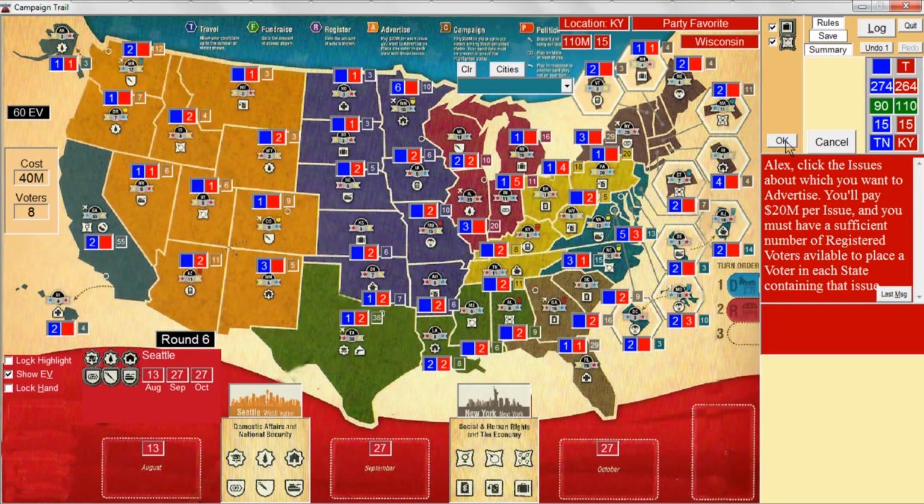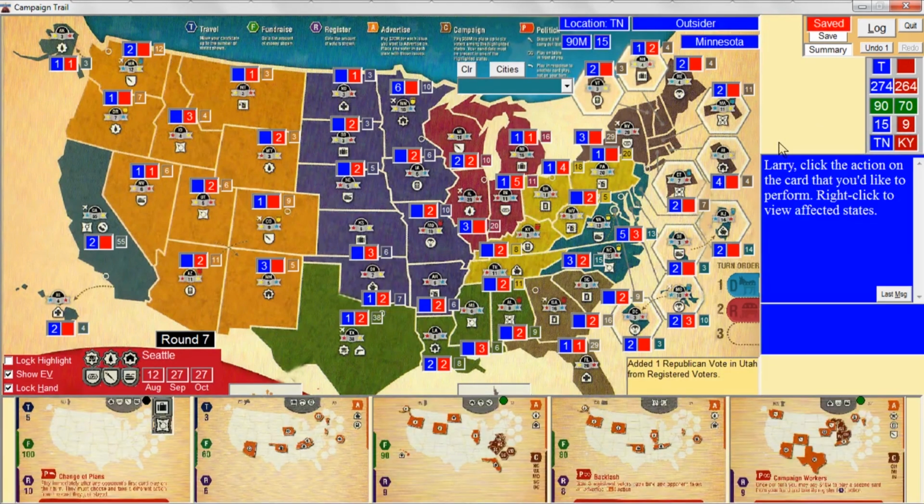No, actually, so she pays $20 million per issue. But she only has to spend 6 of her voters. Again, 2 of them come from the undecided supply. So she should be left with 9 when she's done. And good.